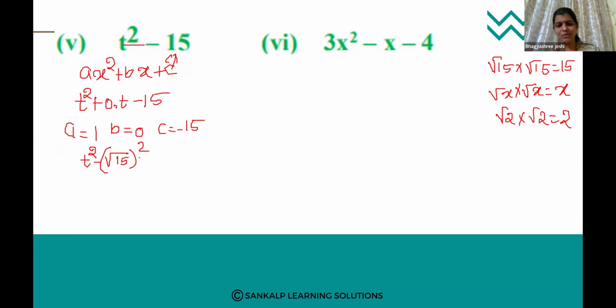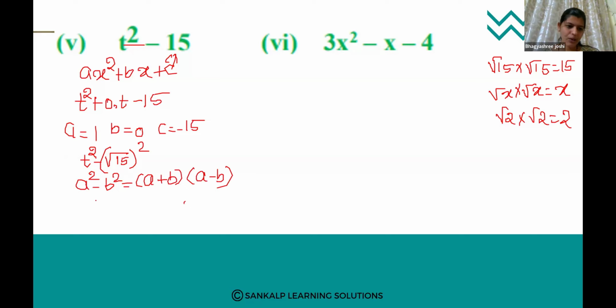Now, observe carefully. By looking only, I can tell that this polynomial is equal to, what form is this? This is equal to a square minus b square. It looks like a square minus b square. Yes or no? A square means t square, b square means root 15 square. So what is the formula? A square minus b square is equal to a plus b into a minus b. Yes or no? A plus b into a minus b.